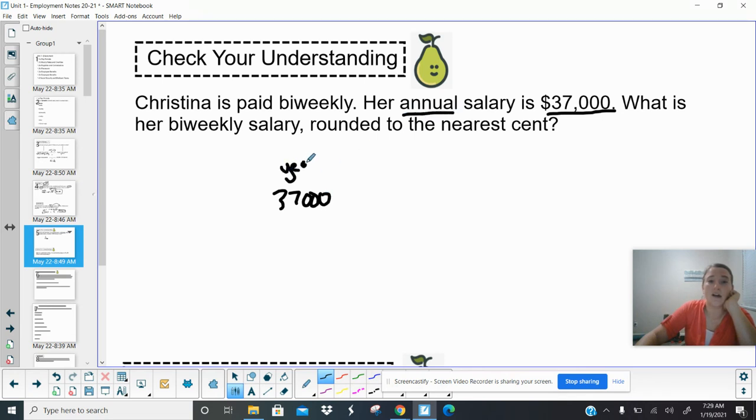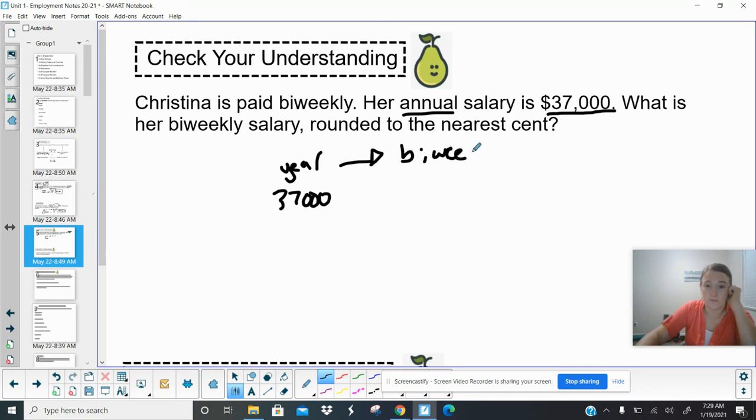Now, I see this often. It says biweekly first, and so people go, oh, so this is biweekly. No, guys, read. This is her annual salary. They are just telling us she is paid biweekly. However, that is what we are trying to find. What is her biweekly salary?